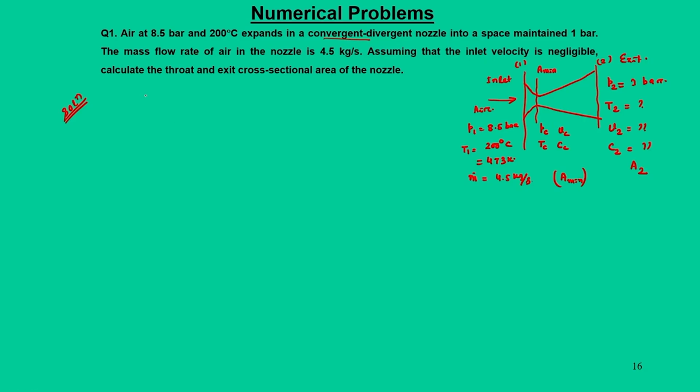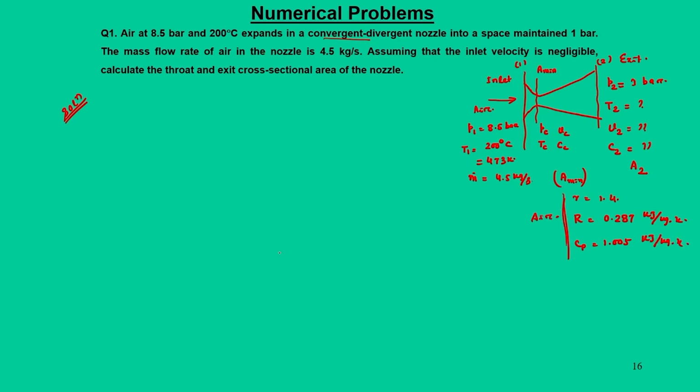Let us recall that since we have air, we can say gamma is equal to 1.4. We also require R, which is equal to 0.287 kilojoule per kg Kelvin, and Cp is equal to 1.005 kilojoule per kg Kelvin. So, this information is required for air.